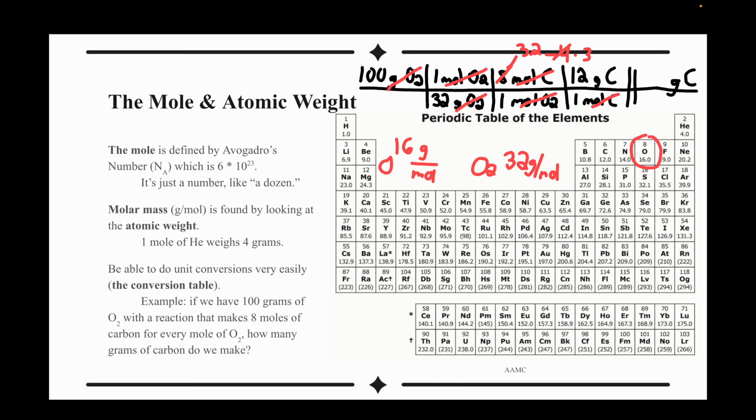So then we can cancel out that 32 on top with the 32 on bottom. The only numbers we're left with on the top are 100 times 3, and on the bottom we only have 1. So we know that our final grams of carbon will be 300 grams of carbon. Again, the conversion table makes these unit conversions so easy, so I highly, highly recommend you use the conversion table.